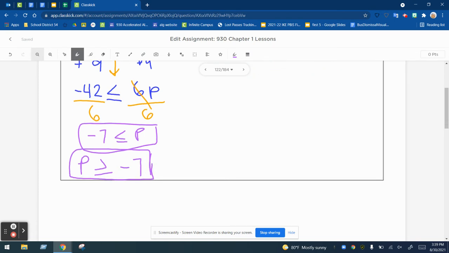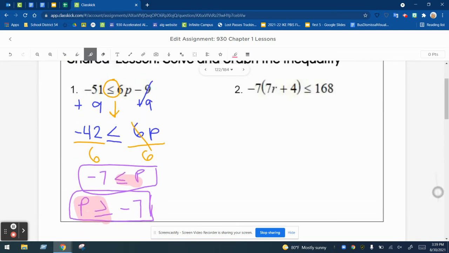The important thing is to make sure that the inequality is opening up to the correct side if you do flip it. So when I flipped this, I made sure that the inequality stayed opening up towards the p, right? So I made sure that the symbol flipped along with the expression.